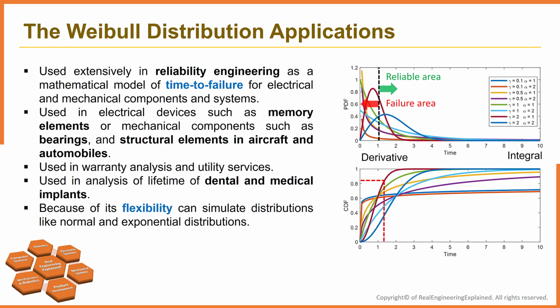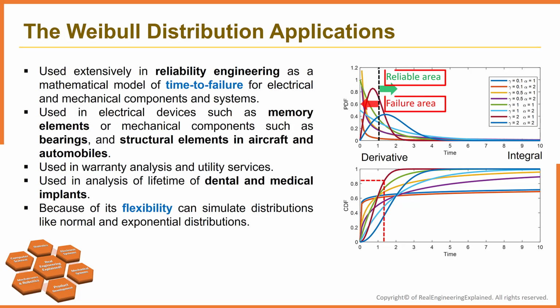Examples of situations in which the Weibull distribution has been used include electronic devices such as memory elements, or mechanical components such as bearings, and structural elements in aircraft and vehicles. It can also fit a huge range of data from many other fields like economics, hydrology, biology, and engineering sciences, but it is frequently used to model reliability, survival, or anywhere time to failure is important. It is also used in warranty analysis and utility services, or for lifetime analysis of dental and medical implants.